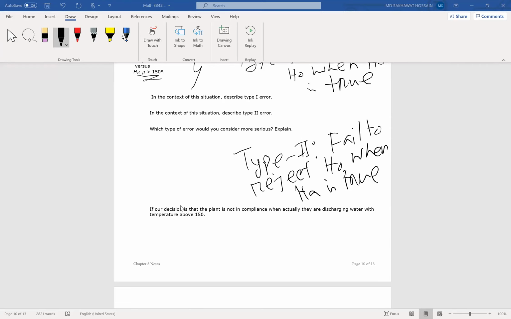But if our decision is that the plant is not in compliance when actually they are discharging water less than 150 degrees, is it a correct decision or any type of error?